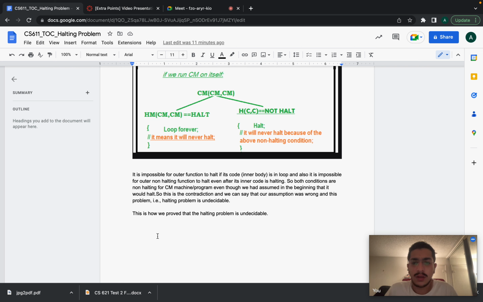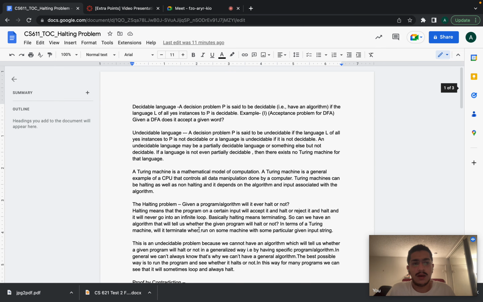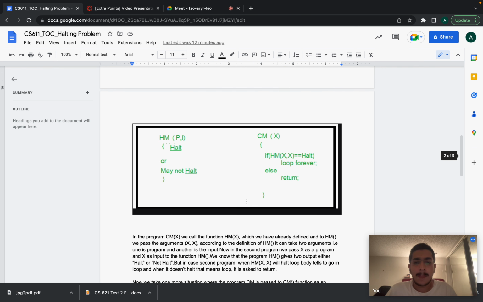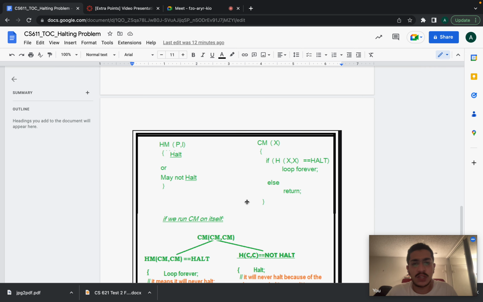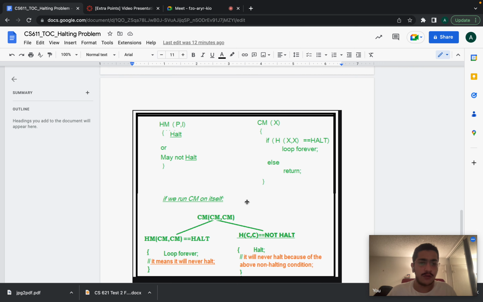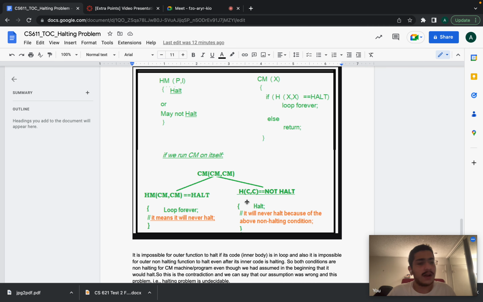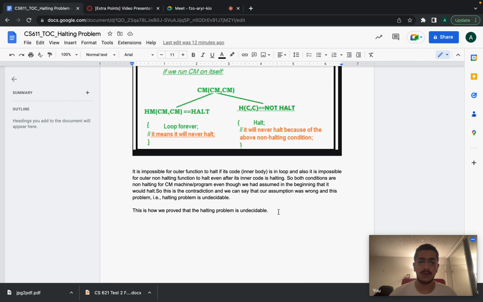This is how we prove that the halting problem is undecidable, and this is how we get to know the issues with the Turing machine: we cannot decide before putting an input into a machine how it will react. We have to put in an input, and only then will we see how the algorithm reacts to the input. So that was the halting problem. I hope you understood it. Thank you.